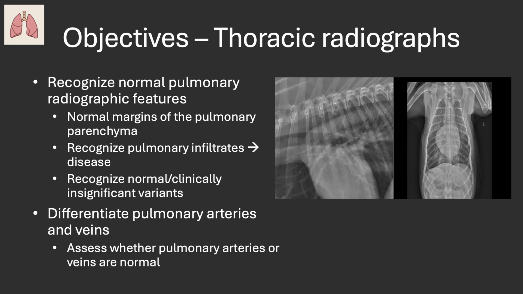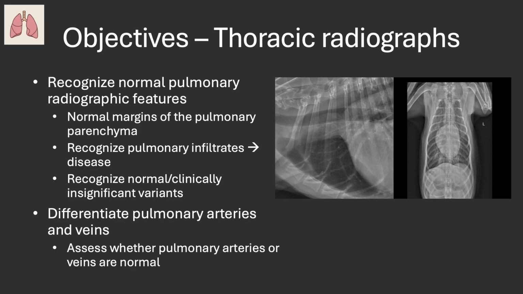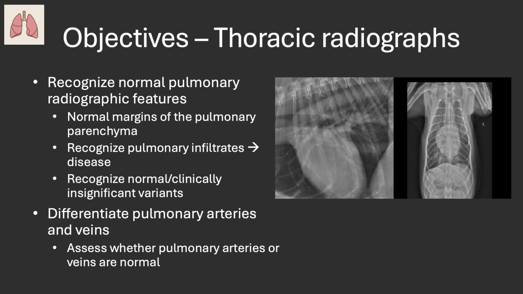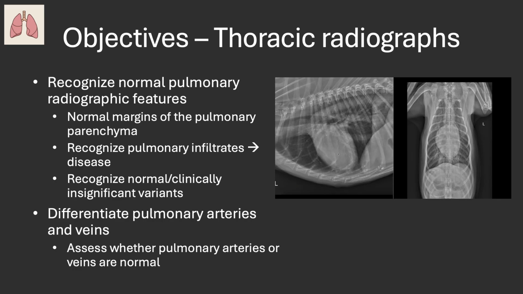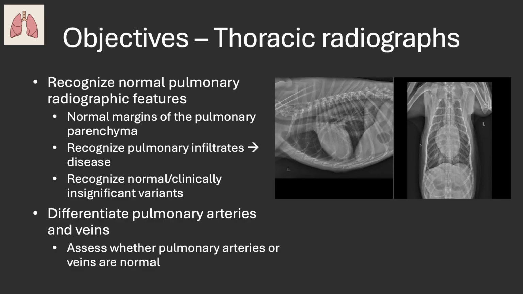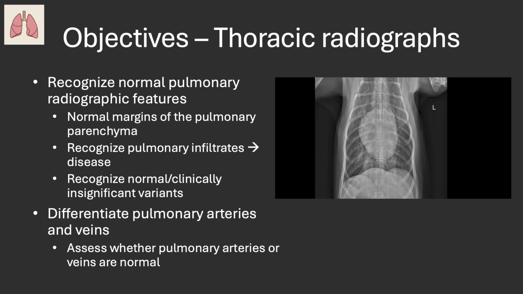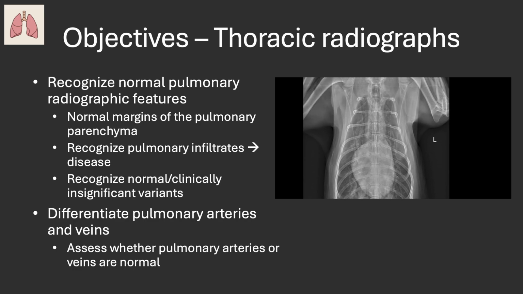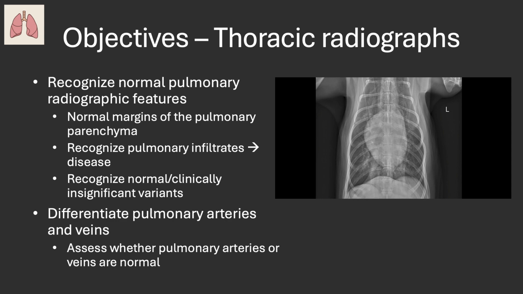This occurs by recognizing the normal margins of pulmonary parenchyma, understanding how to identify pulmonary infiltrates and how to recognize normal variants such as aging variants. A knowledge of normal pulmonary radiographic features allows us to differentiate abnormalities that may represent disease versus clinically insignificant variants. This in turn informs the decision-making process for your patients.